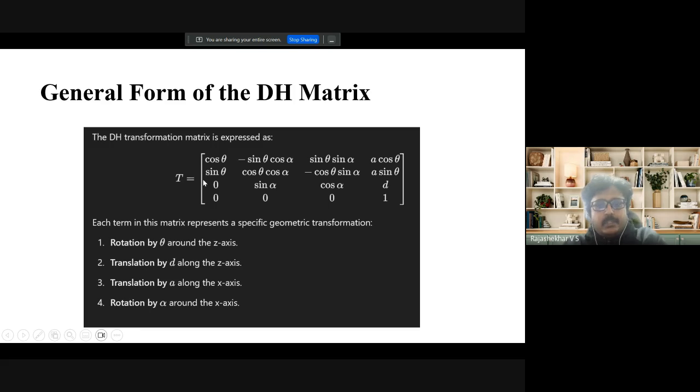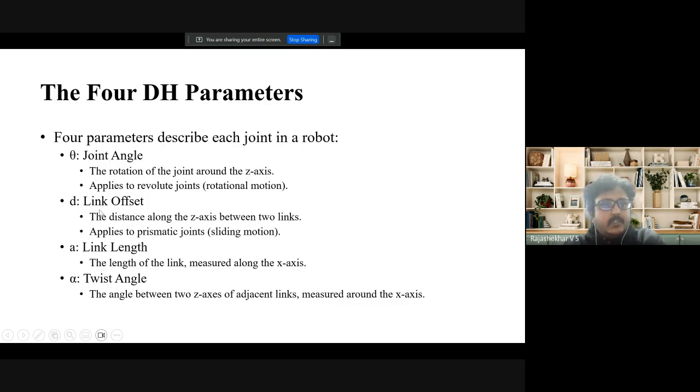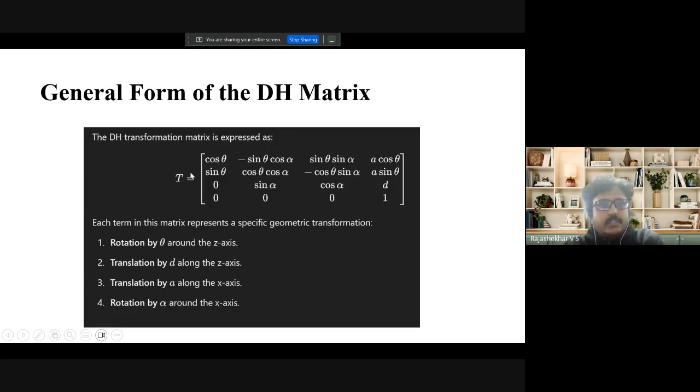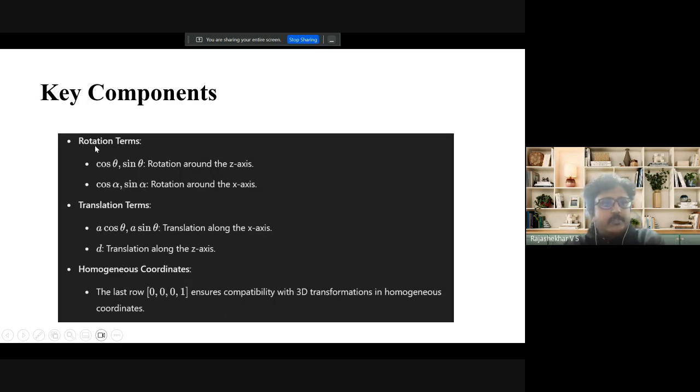So the joint angle, the distance, and everything else form 4 matrices. When these 4 DH matrices are multiplied together, we arrive at the transformation matrix. You can see that 0 0 0 1 remains in the last row. This is the rotation about z-axis, translation d along z, translation a along x, and rotation of alpha around x. This gives this matrix. The key components are the rotation terms, translation terms, and the homogeneous coordinates.